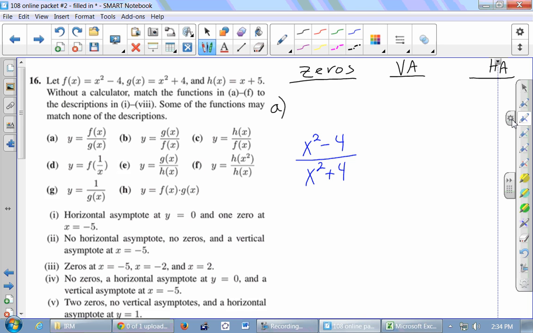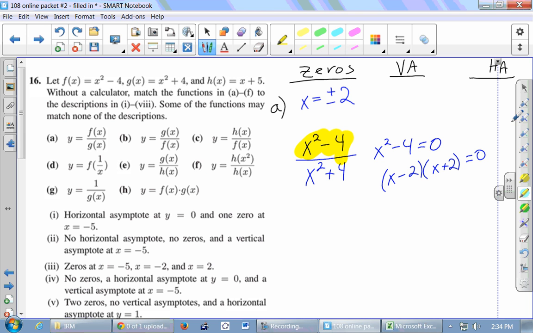Okay, first thing is zeros. We know that zeros happen when the numerator is equal to 0. So we need to figure out when x squared minus 4 is 0. And if you want, you can factor that or add 4 to both sides. However you do it, hopefully you get plus or minus 2. So those are our zeros. Vertical asymptotes happen when the denominator is 0. So in this case, we're trying to figure out what makes x squared plus 4 equal to 0. And there's no real number that does that. So in this case, there are no vertical asymptotes.